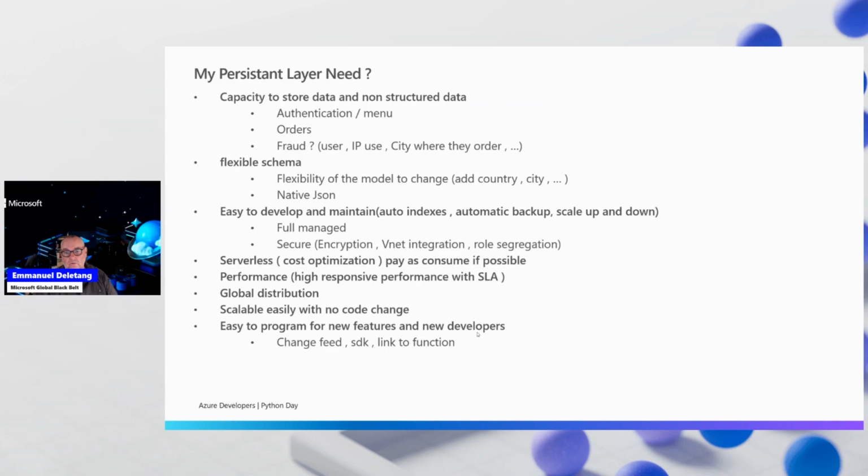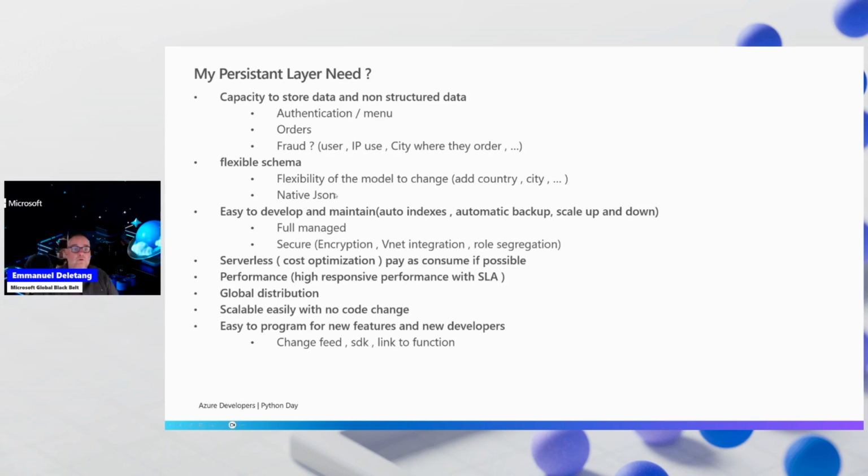So what does my persistence layer need? It needs the capacity to store structured or non-structured data, like authentication and the menu. That's very structured data; it can be relational. Orders are more non-structured data, with aggregation. And fraud is very different, because I want to store the user, which IP the user used, what city, and try to make not really a select, but a discovery.